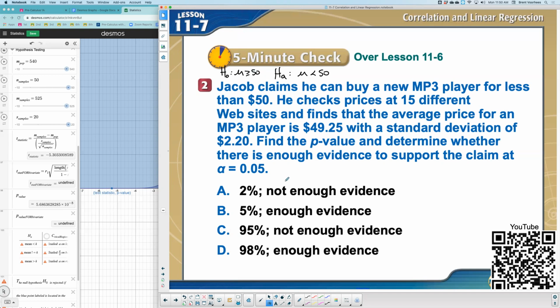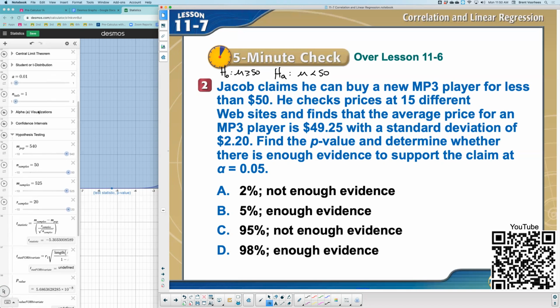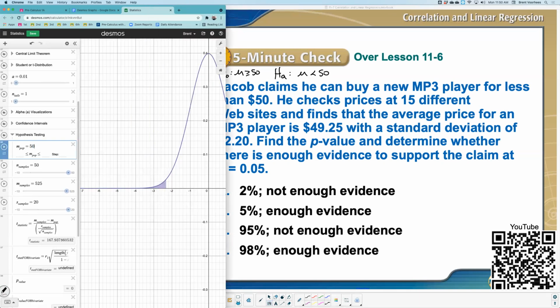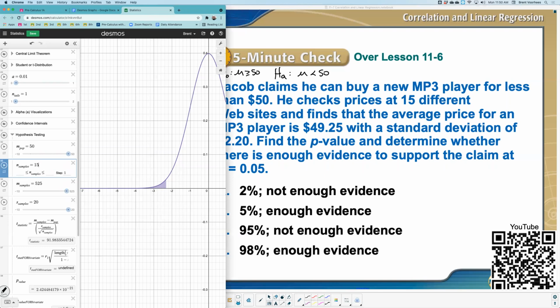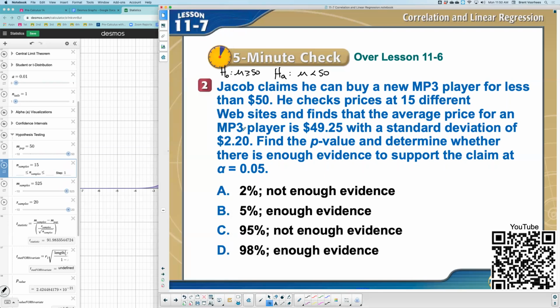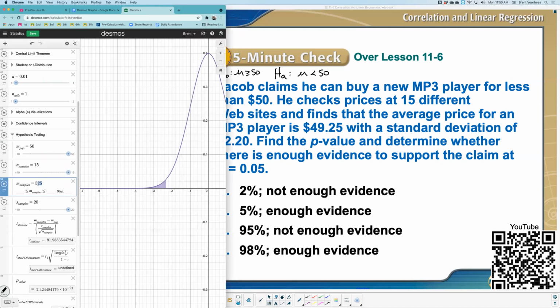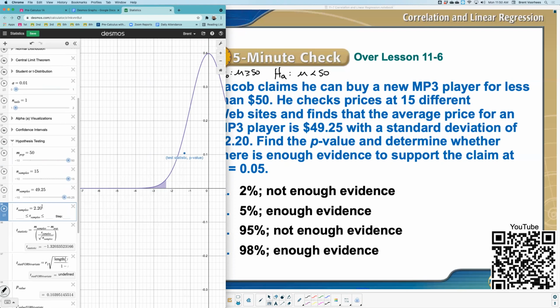Again, this is going to be a one-tailed test here because it's just less than, which according to this table, if the alternative hypothesis has a mean less than K, it's one-tailed, and it'll be a left side test again. So here it says, let's start changing our numbers. The mean of the population is 50. He checks the prices at 15 different websites. Okay, that's the number of samples. So this will be a T distribution we're going to be looking at. And the average price of the MP3 player is $49.25. The standard deviation for the samples is 220. So I'll put that on there.